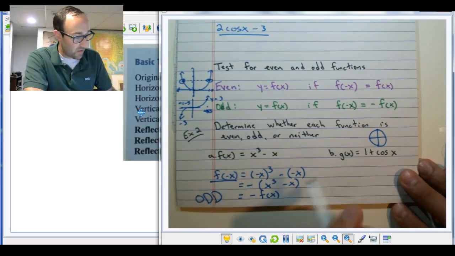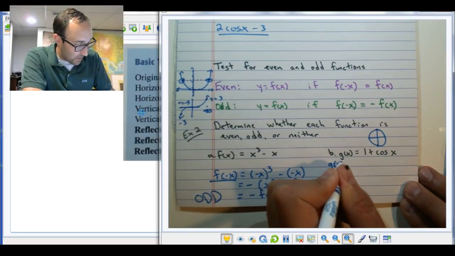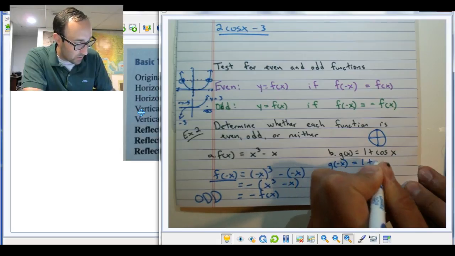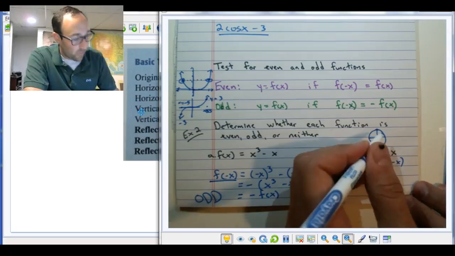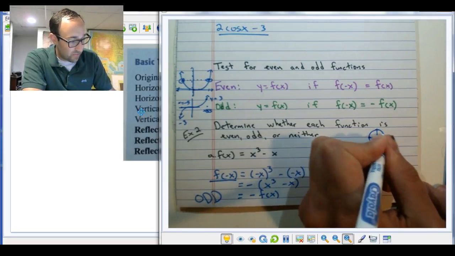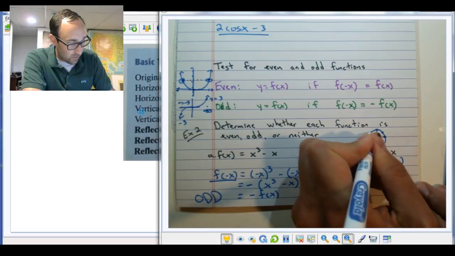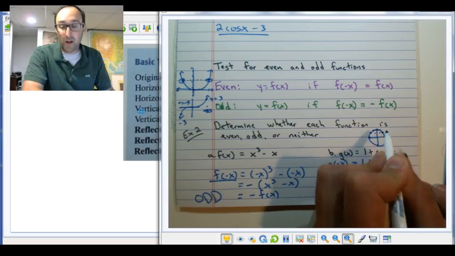All right, now let's try this one. g of x equals 1 plus cosine x. So g of negative x equals 1 plus cosine of negative x. Now, if you remember back to your unit circle, when we had a positive value, cosine is the x value. So this one would be the negative. When cosine is positive, negative, positive, negative, you can see they all match.